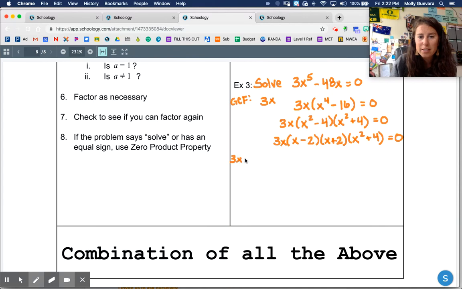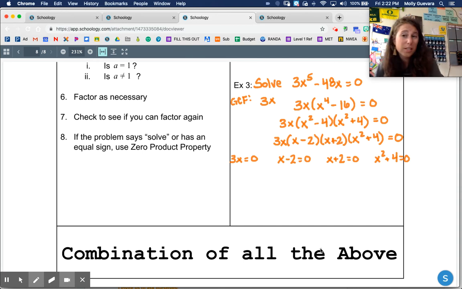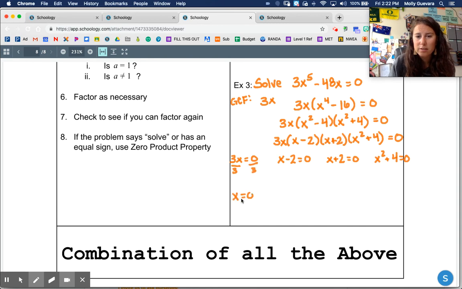So I'm going to set 3x equal to 0. My next factor is x minus 2, so x minus 2 equals 0. My next factor is x plus 2 equals 0. And my last factor is x squared plus 4 equals 0. And I'm just going to solve all of these. So first one, divide by 3, divide by 3. And I get x equals 0. So this tells me that the graph crosses the x-axis at 0, 0. So there's one.